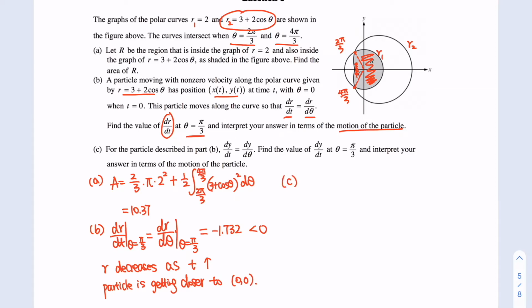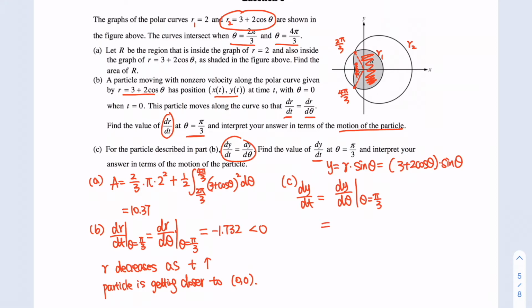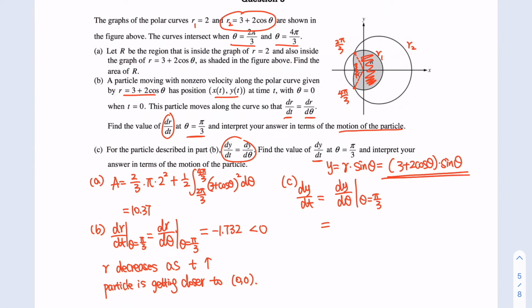Part C. For the particle described in part B, given dr over dt equals dr over d theta, find the value. So dr over dt, same thing, dr over d theta at theta equals π/3. However, we know y equals r times sine of theta. We plug r in, so it's (3 plus 2 cosine theta) times sine theta. And we can plug this into your calculator. Find the derivative at that point, which gives us 0.5.